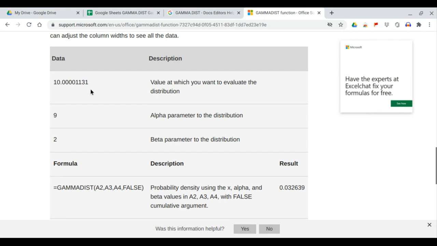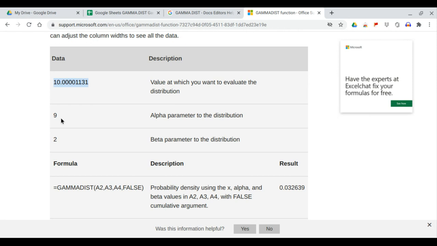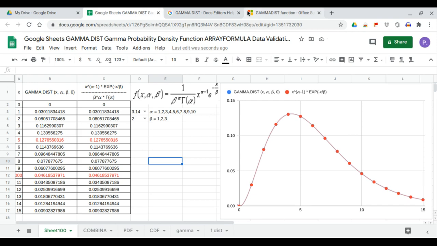Here we have x equals 10. So we'll change this to 10. Enter. So we'll mark that 10. And at x equals 10, alpha is 9 and beta is 2.